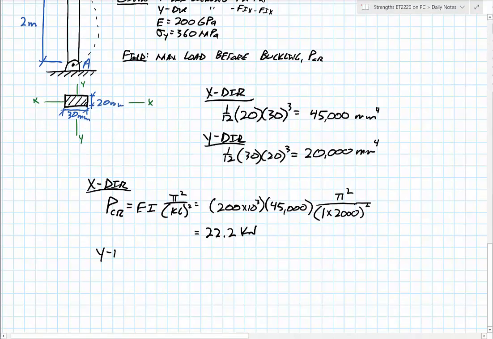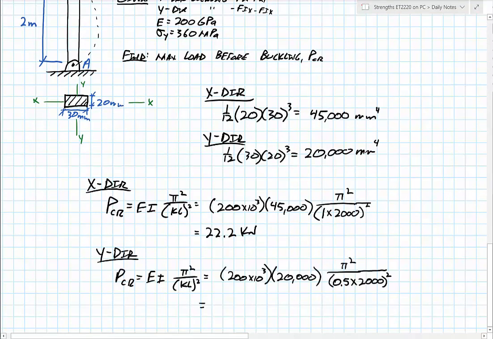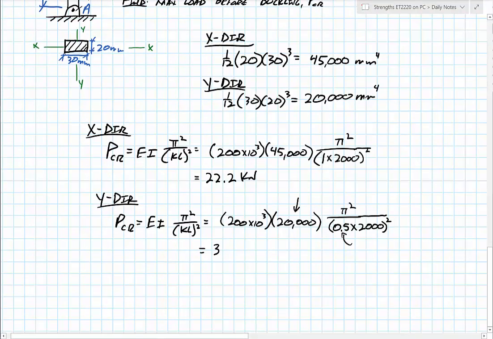Same idea with the Y direction. The only real difference in the Y direction is now we have a lower moment of inertia, but we also have this effective length factor of 0.5, or K is 0.5. Multiplying that through, I end up with 39.5 kilonewtons.